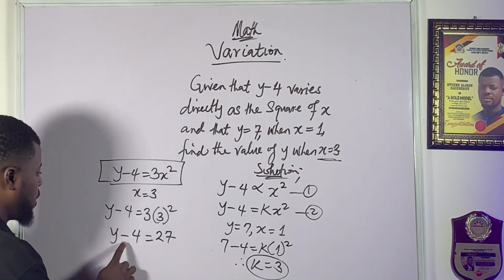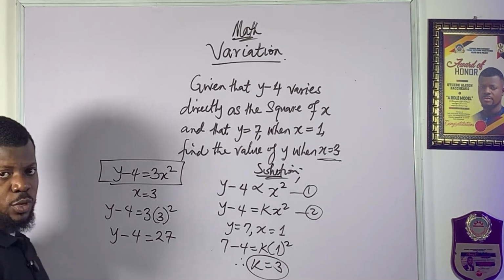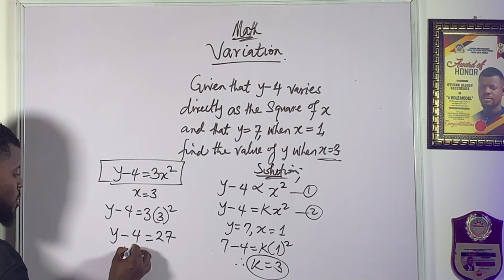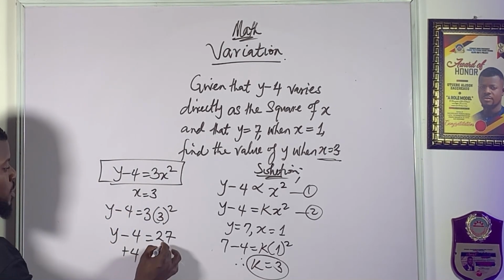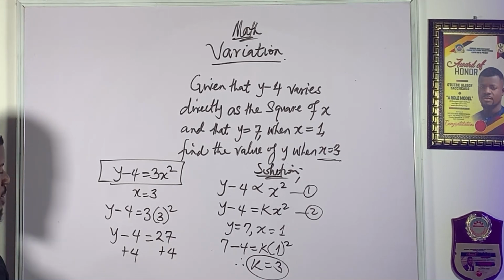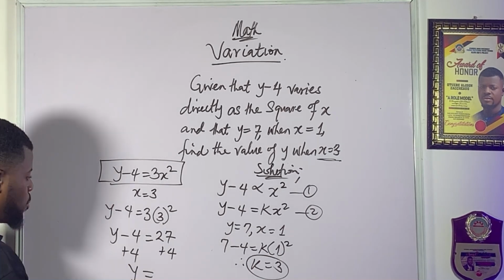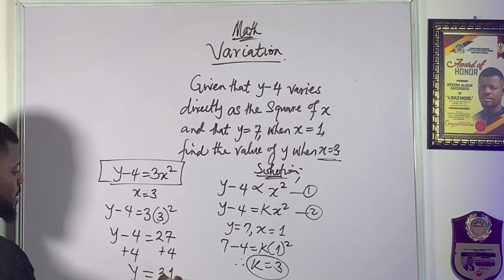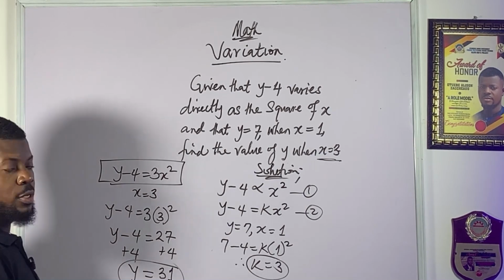So the last point of this question is that we're looking for y. So you need to take off this negative 4. And for you to achieve that, you need to add 4 to both sides of the equation, because positive 4 is what will remove this negative 4. So you add 4 to both sides. So that remains y equals, because negative 4 plus 4, that will be 0. So y will be equal to 27 plus 4, that gives you 31. And this is the solution to this problem.